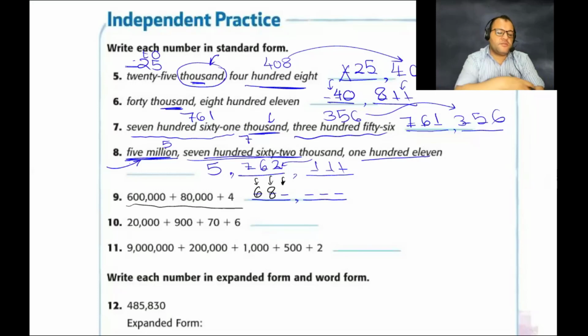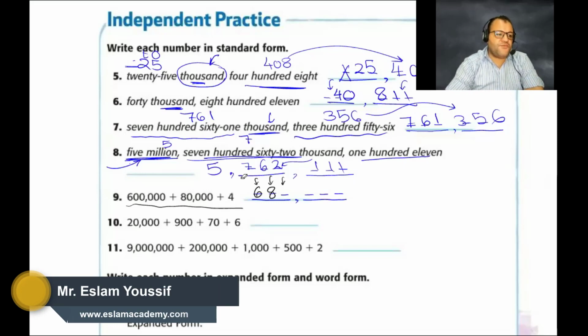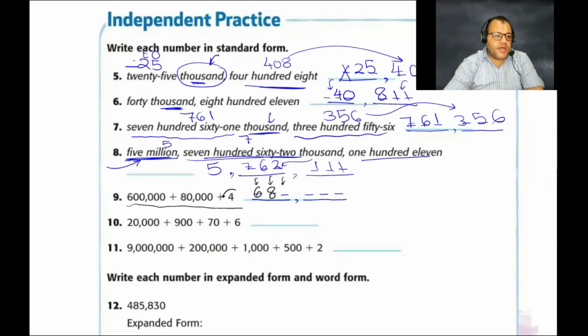Is there anything in the 1,000 place, like 1,000, 2,000, up to 9,000? There is only 4. I didn't say 4,000, I just say 4. So 4 will be written in the ones place. There is nothing in tens, so I will replace it with 0. There is nothing in hundreds or in 1,000. So the number will be written as 680,004.